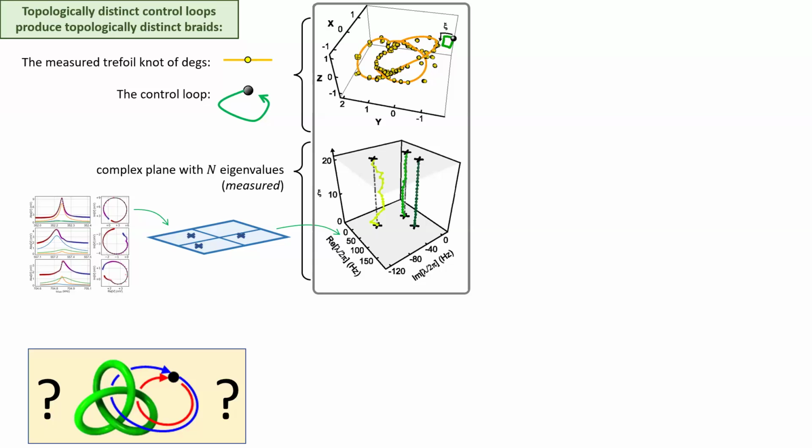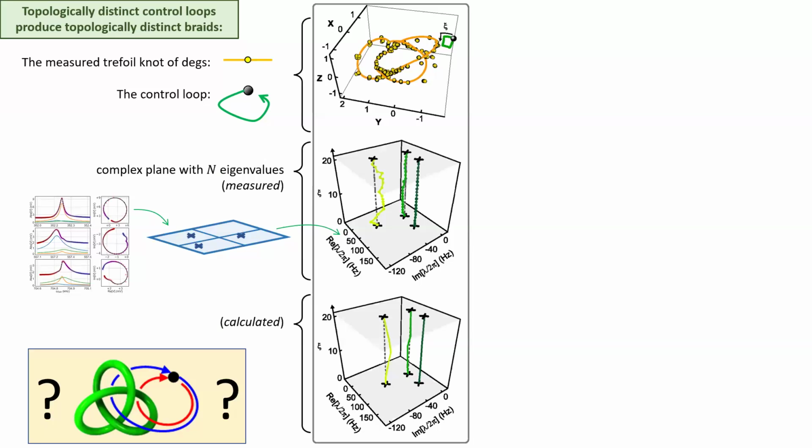And you can see they make a braid. It's the boring braid, which is okay because this is the boring loop. It doesn't encircle the knot in any meaningful way. And again, here's what the microscopic theory says.